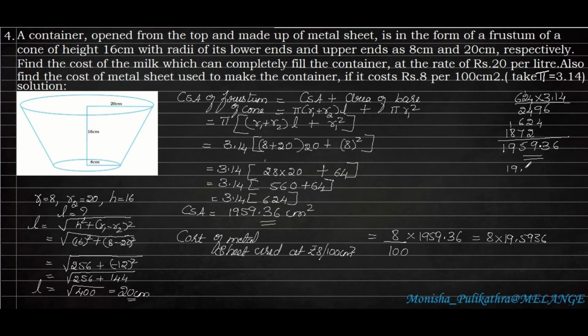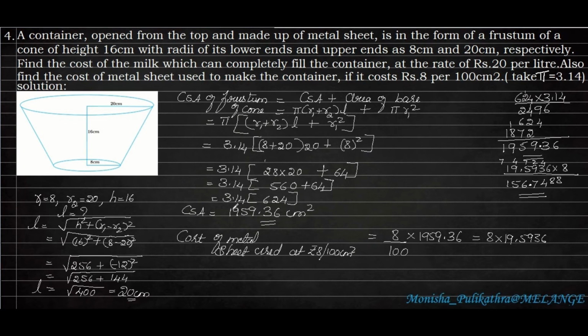So 19.5936 into 8. So 8 6s are 48, 4 carry, 8 3s are 24 plus 4 is 28, 8 9s are 72, so 74, 8 5s are 40, 47, 8 9s are 72 plus 4 is 76, 8 1s are 8, it will be 15. Okay, so after 4 digits we have to put a point here.